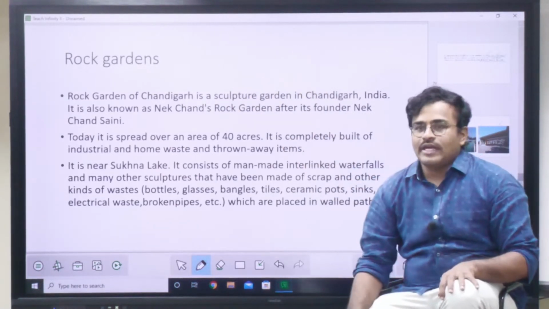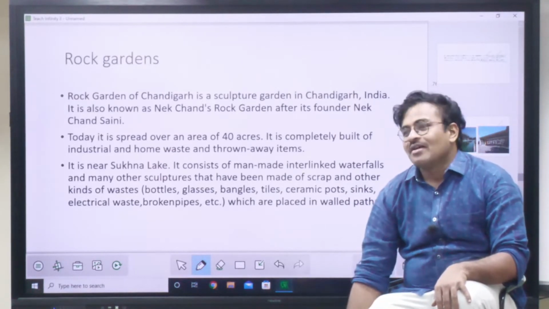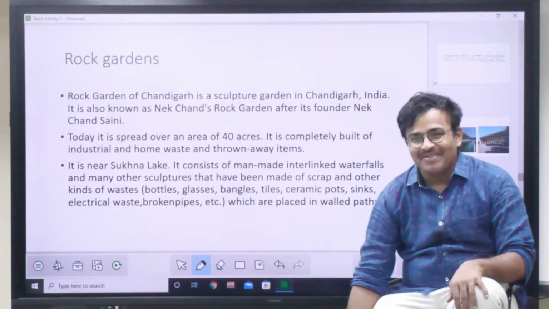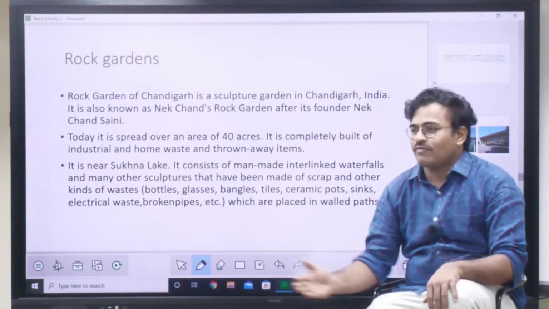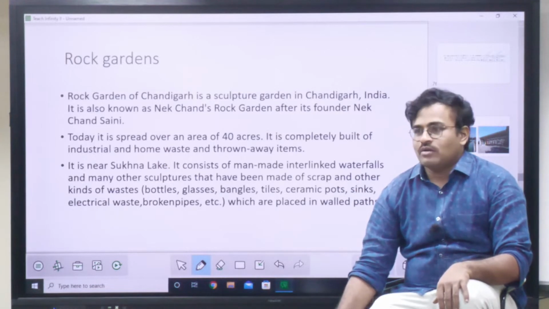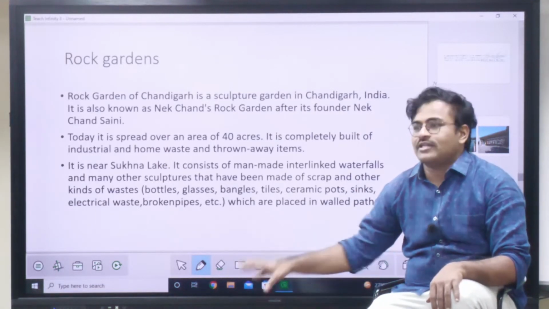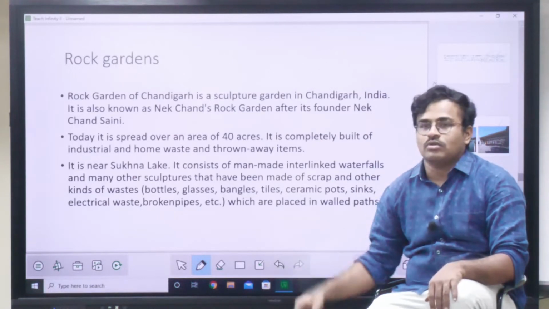Okay, I'll tell you. This Nekchand is a government employee, and naturally government employees have a lot of free time. So this person also had a lot of free time. So what he used to do is go into the forest which is very nearby to Chandigarh. There, every day, without the knowledge of any third person, he used to carry some industrial waste, some urban waste to this region.